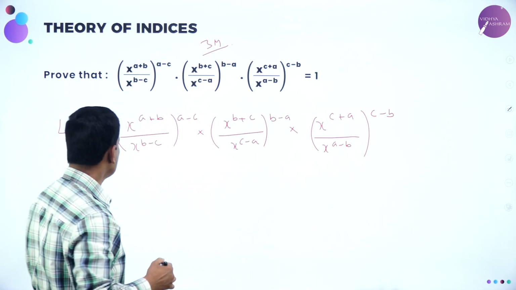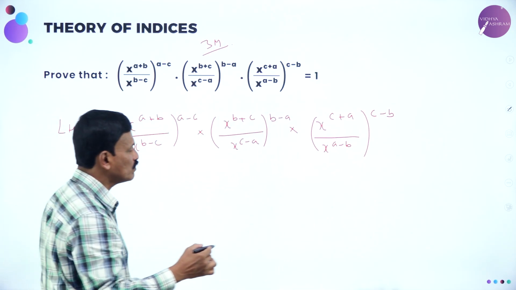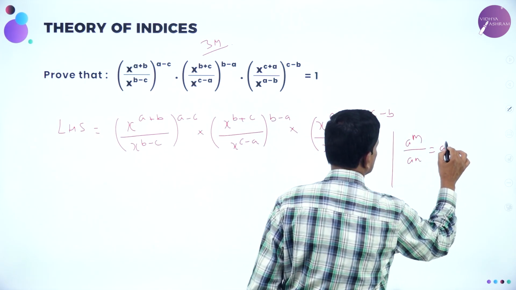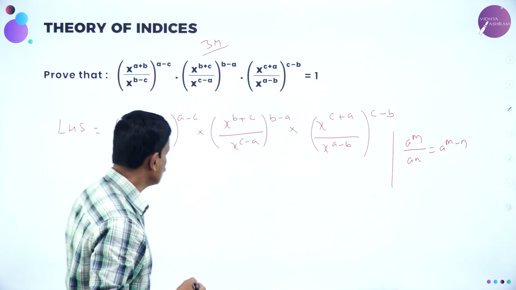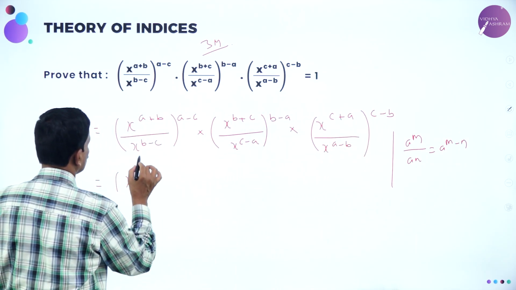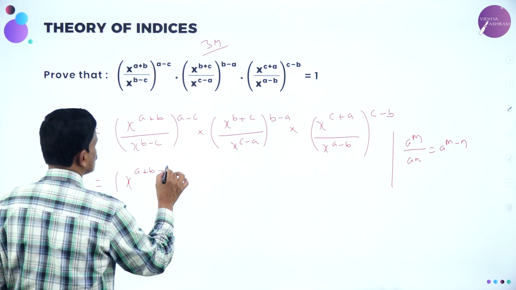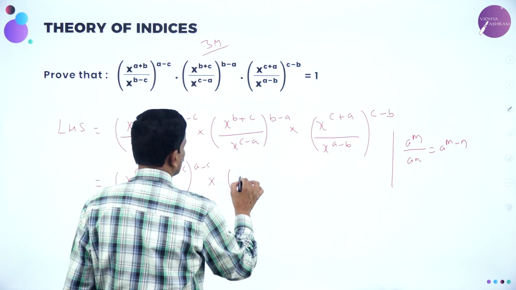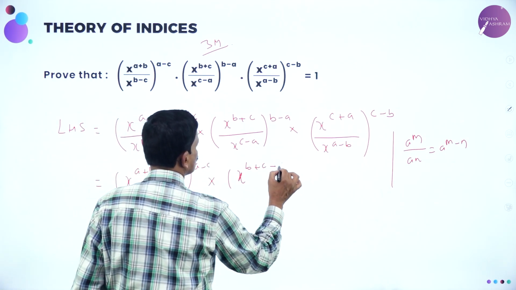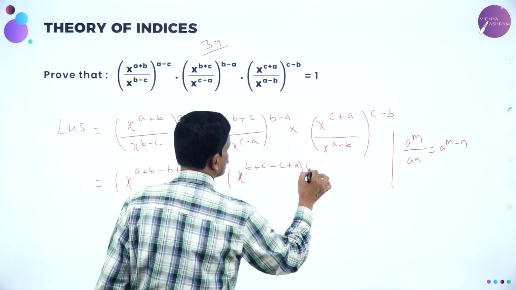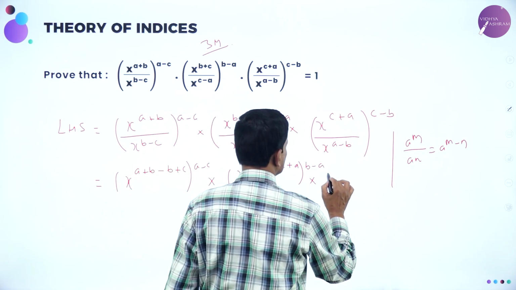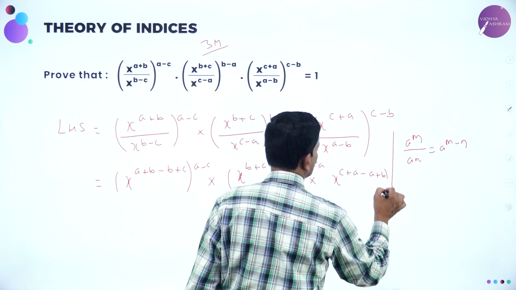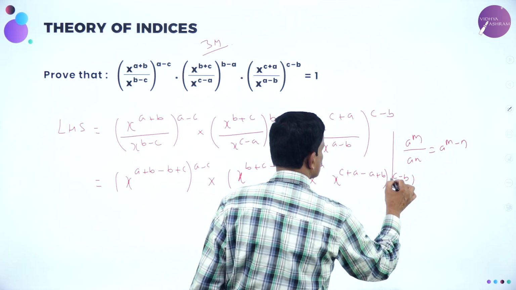Now, let us apply the second formula, a raised to m by a raised to n. a to the power of m by a to the power of n is a to the power of m minus n. This can be written as x to the power of a plus b minus into minus plus, whole raised to a minus c into x to the power of b plus c minus into minus plus a, whole raised to b minus a into x to the power of c plus a minus a plus b, whole to the power of c minus b.